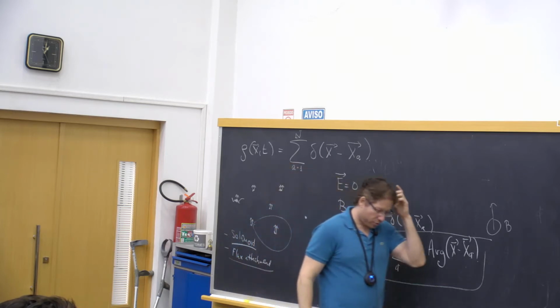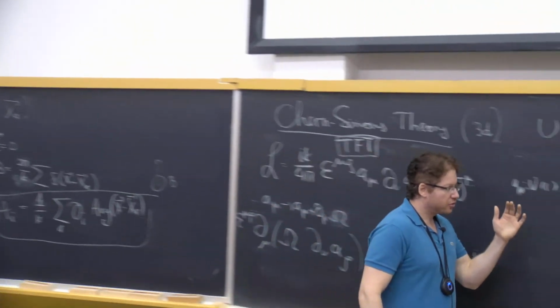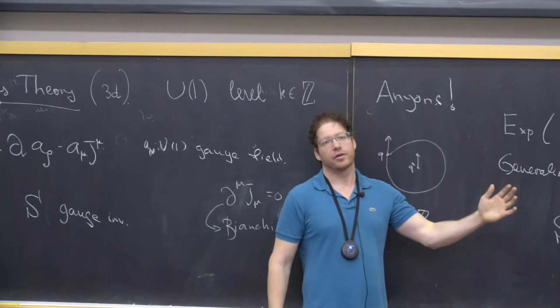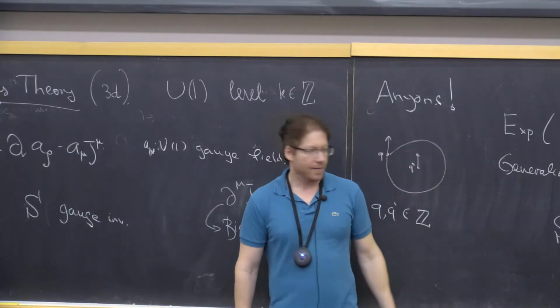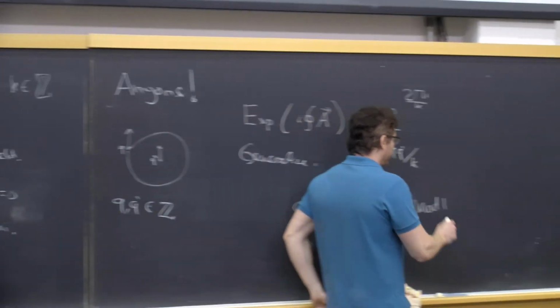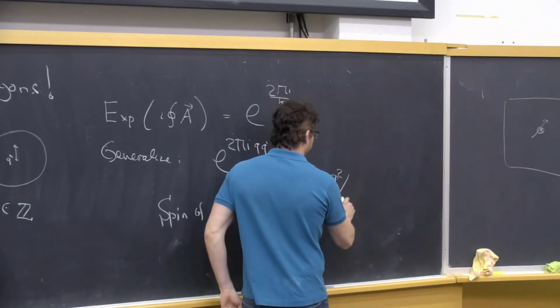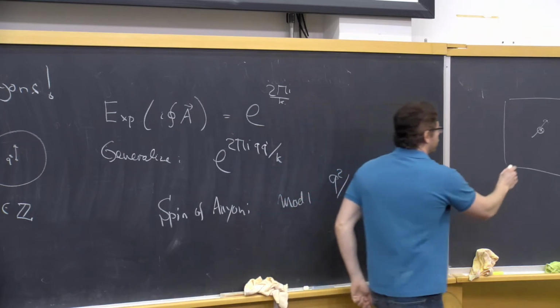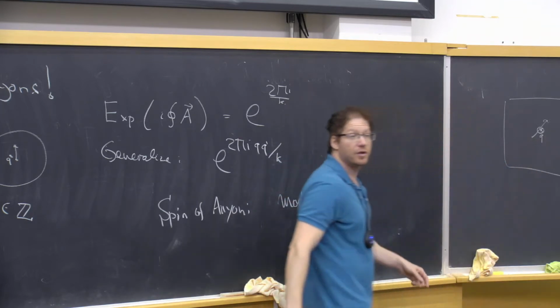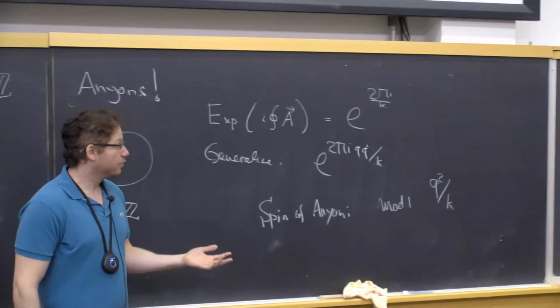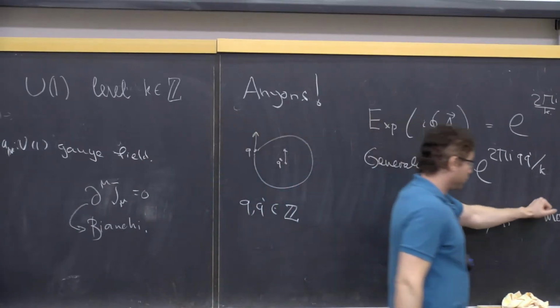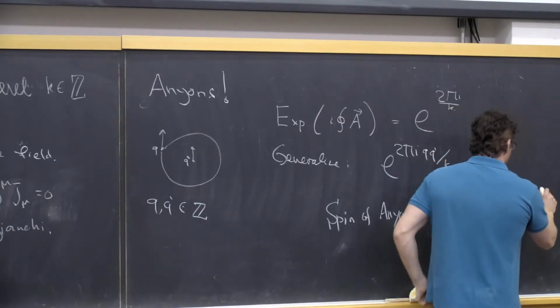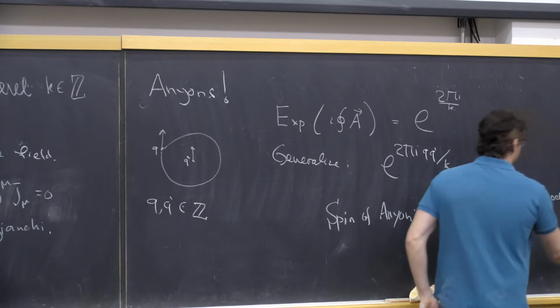So when you compute the spin of the anyons, you cannot actually compute it as a number. You can only compute it mod 1. And this computation is a little bit harder, so I'll just tell you the answer. The spin of the anion with charge q is q squared over 2k. So it's a fractional spin: q squared over 2k mod 1. That's the answer that you find.